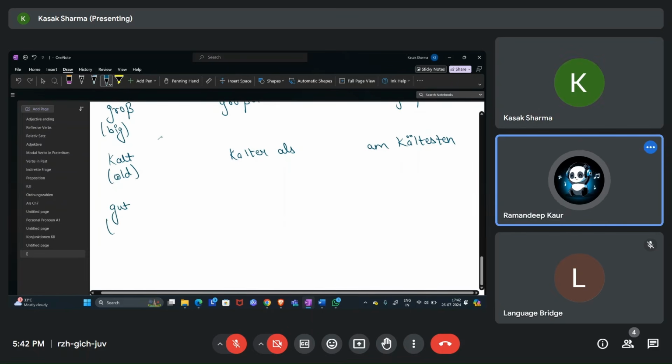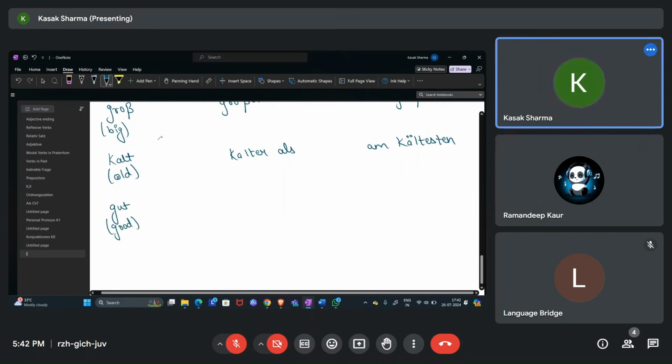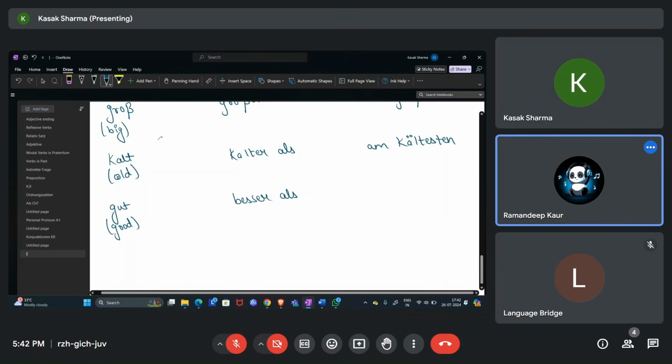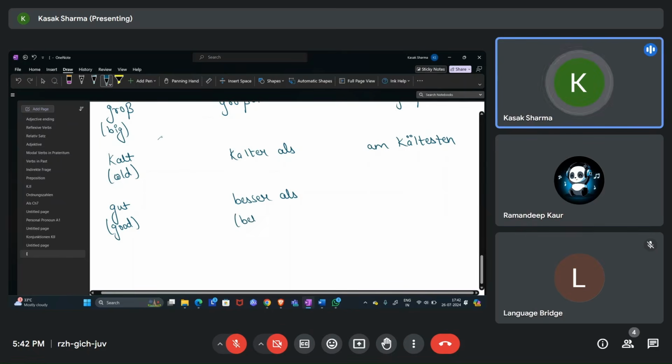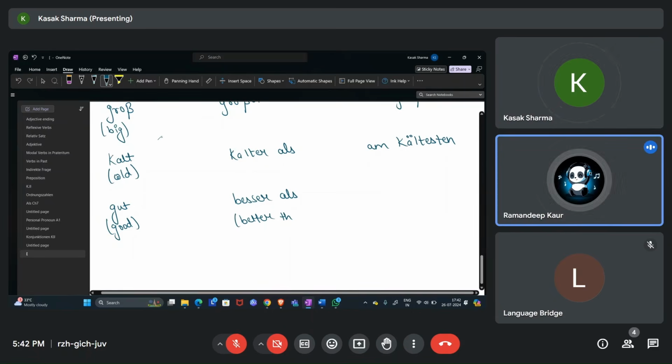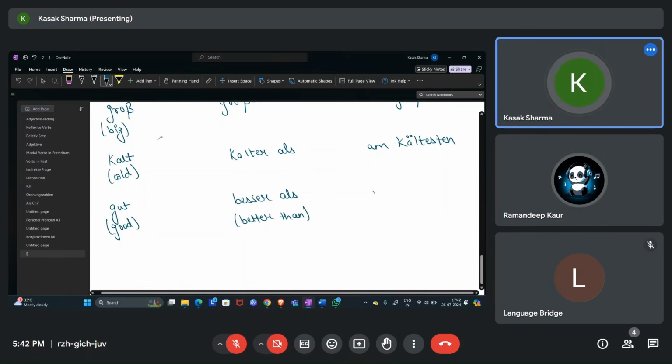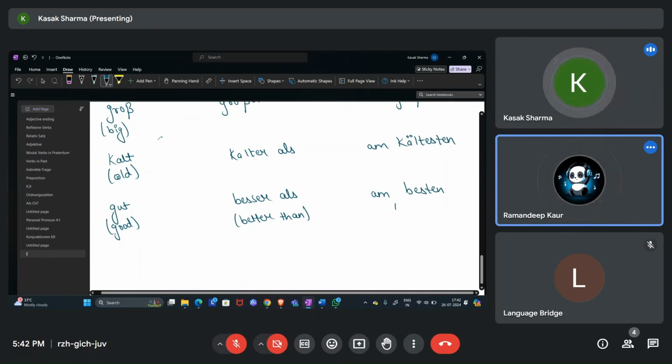And coming to gut, good. So it's besser als, better than. And the superlative is am besten, best. Here the spelling is changing.